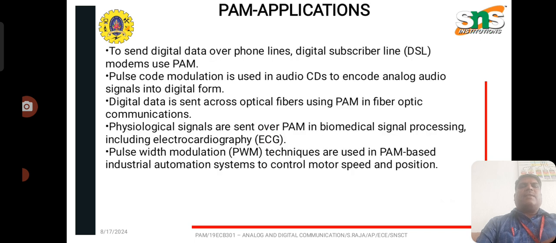Some of the applications of PAM are: it is used to send digital data over phone lines, and digital subscriber line modems use PAM. Pulse code modulation is used in audio CDs to encode analog audio signals into digital form. Digital data is sent across optical fibers using PAM in fiber optic communications. Physiological signals are sent using PAM in biomedical signal processing, including electrocardiography. Pulse width modulation techniques are used in PAM based industrial automation systems to control motor speed and position.